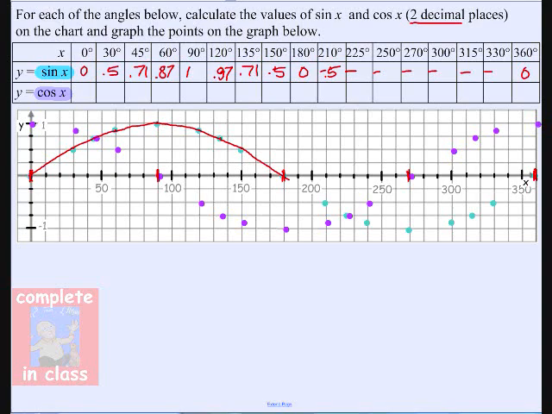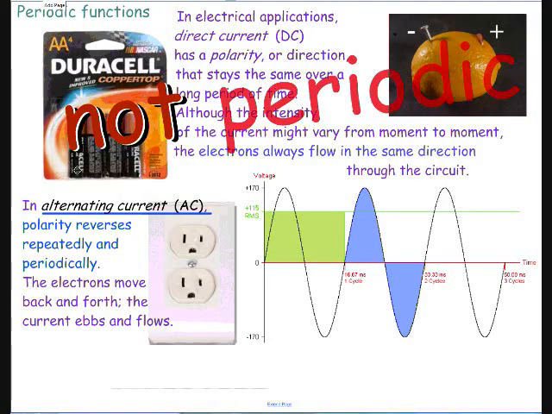I want to talk about the nature of those two graphs, sine and cosine. They are periodic. I thought I would use electricity. As some of you know, that's my background. I worked in electrical or electronics for most of my career. Periodic functions. We talk about electricity.